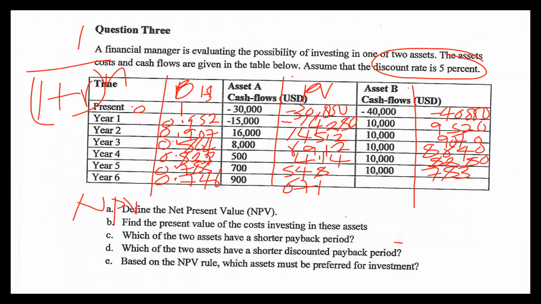Then the last one is 0, isn't it? So to find the net present value, what you do is add these which are positive and then subtract these which are negatives. You can do it for asset A, and I try B so that we save time.